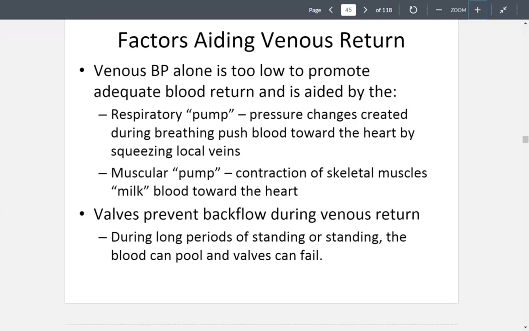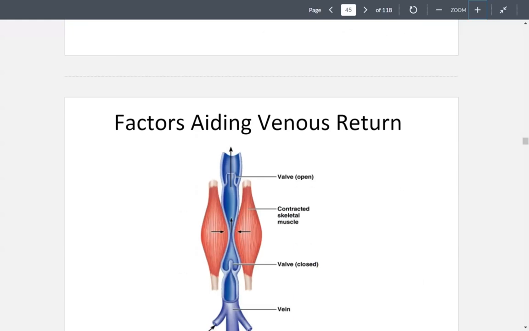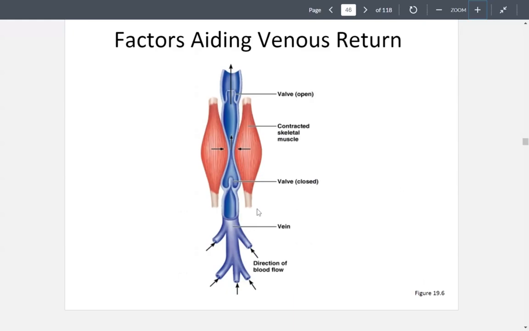However, especially with age and excessive use, these valves can fail. And then you have lovely things like edema that forms. And a couple of other issues, but this is problematic. Artistic rendering of that skeletal pump.